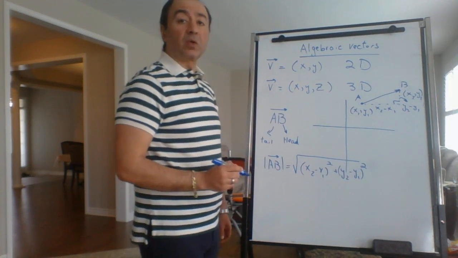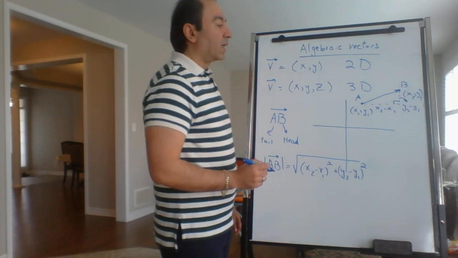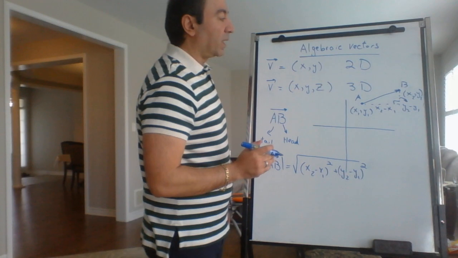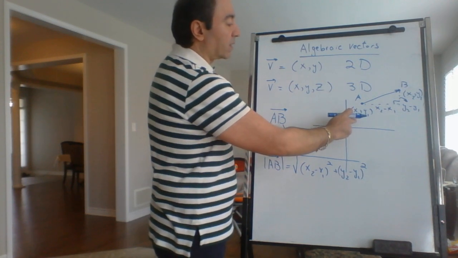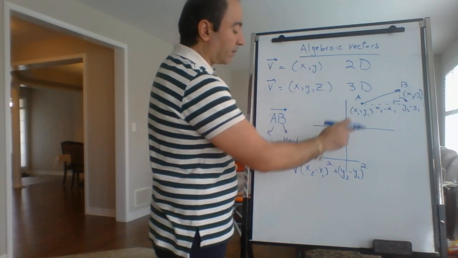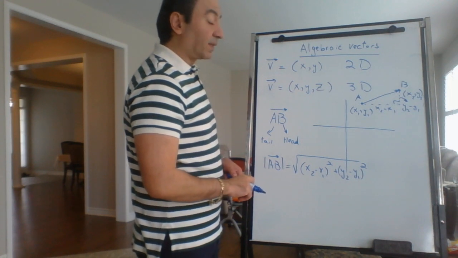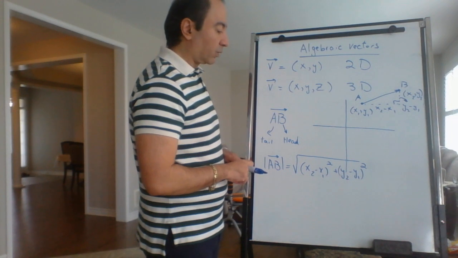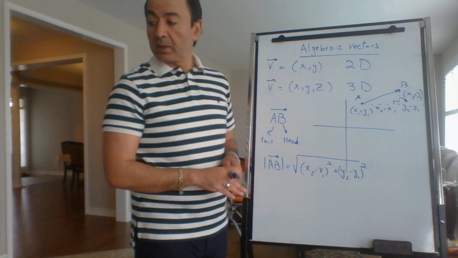So if we have the coordinates of the head and the tail, they give us the direction, because we know that the vector is going this way, and we can also tell the magnitude by using the distance formula we learned in grade 10, but in the form of vectors. The magnitude will equal this, okay?